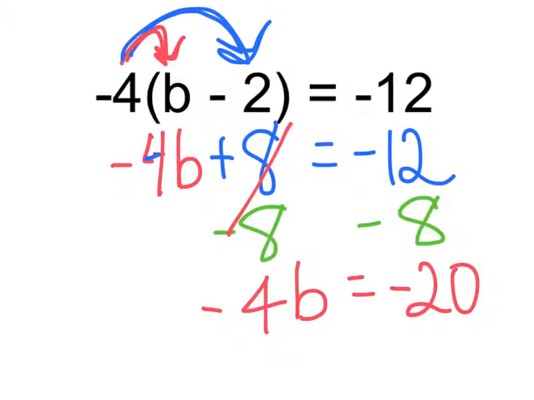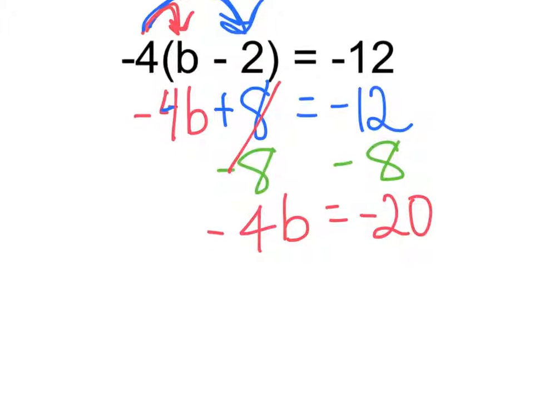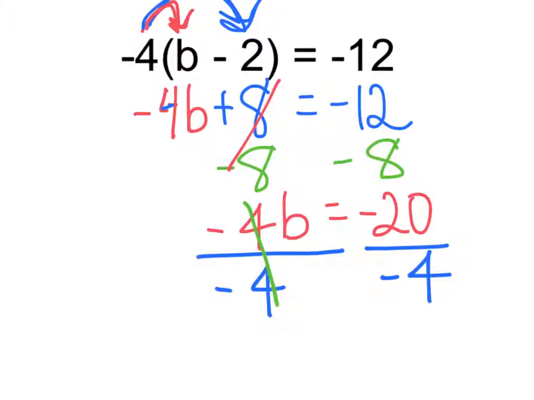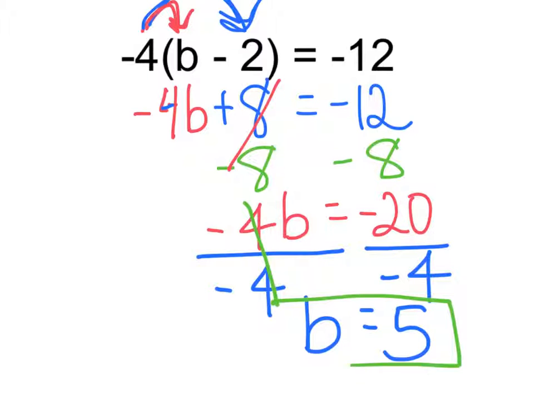And so what I'm going to do is apply the inverse operation. To get b by itself, we have to do the opposite of multiplication, which is division. So negative 4 on the left side divided by negative 4 on the right side. I can see that the negative 4's cancel out, so all that we're left with is b. And negative 20 divided by negative 4 is what? 5. So b equals 5. This is our answer.